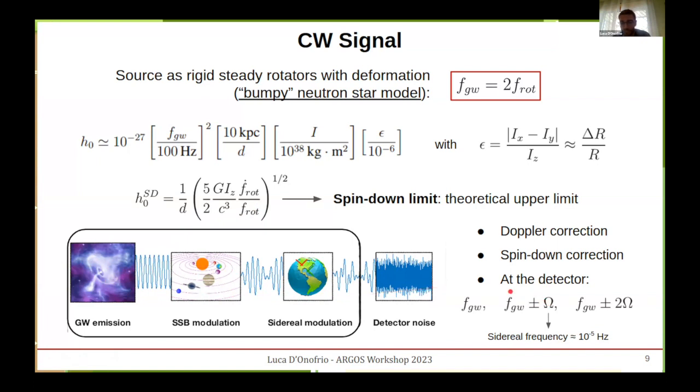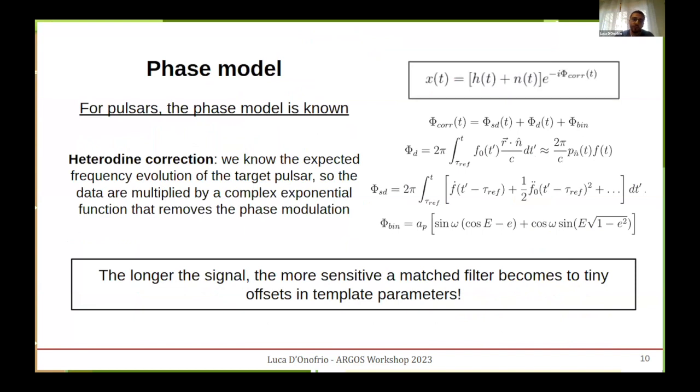And this response splits the signal at the detector into 5 frequencies. You have the central peak at twice the rotation frequency, and then you have 4 sidebands that are linked to the angular sidereal frequency of the Earth. To correct for the spin down and for the Doppler effect, you need to know the phase model. So, in other words, you need an accurate measurement of the source parameters.